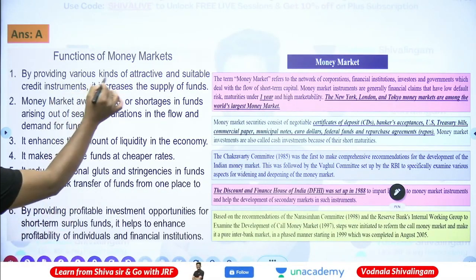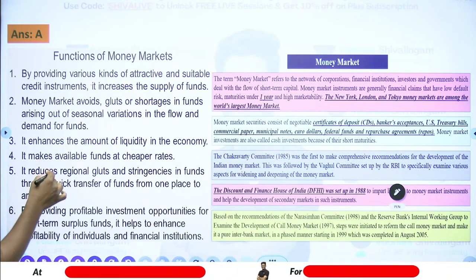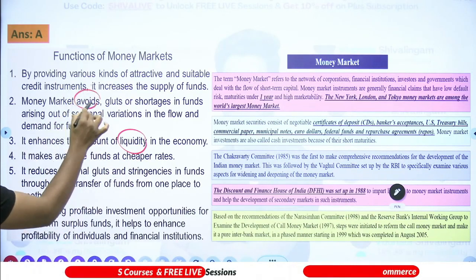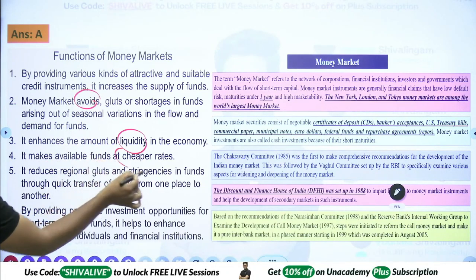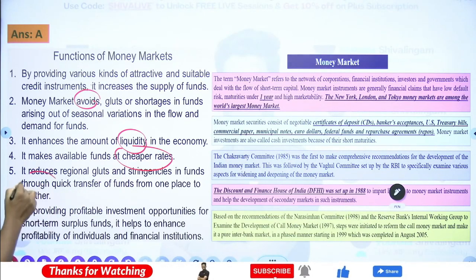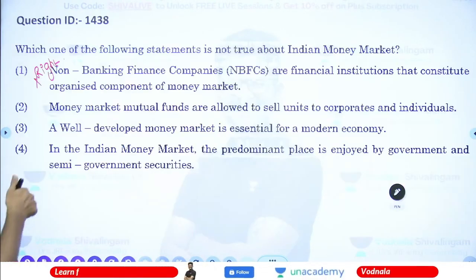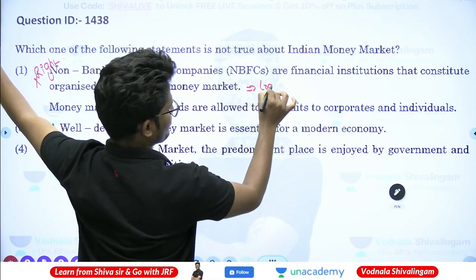The money market provides various kinds of attractive and suitable credit instruments, and it enhances a major amount of liquidity, very short term. The money market avoids all gluts or shortages of funds, and available funds are given as loans at a cheaper rate. It reduces regional gluts and stringency in funds through quick transfer of funds by providing profitable investment opportunities. Whereas NBFCs mainly give loans.